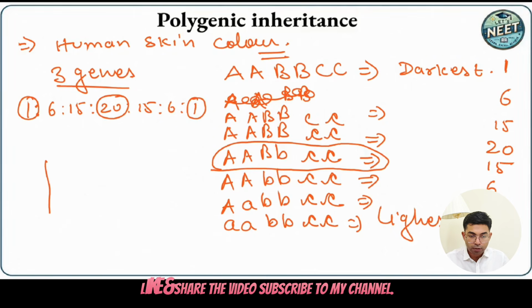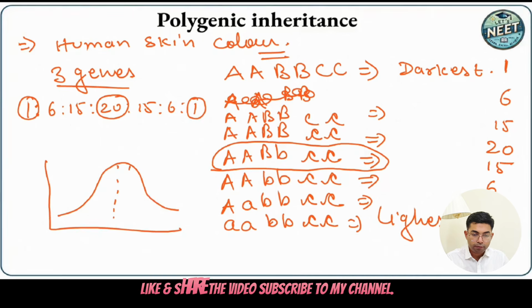If we plot the graph, it comes something like this. See, this is the intermediate one, which is the maximum, 20, and then 1, 6, 15 and so on. These are not very important as per NCERT, but keep it in mind because skin color is explained in detail there. So accordingly, you should answer it.